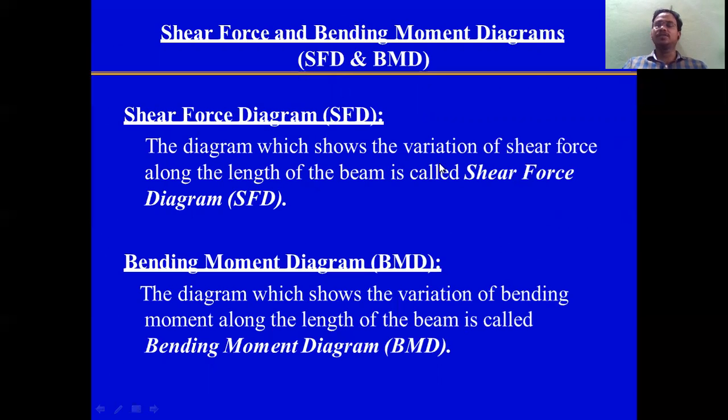The diagram which shows the variation of shear force along the length of the beam is called the shear force diagram, and the diagram which shows the variation of bending moment along the length of the beam is the bending moment diagram.